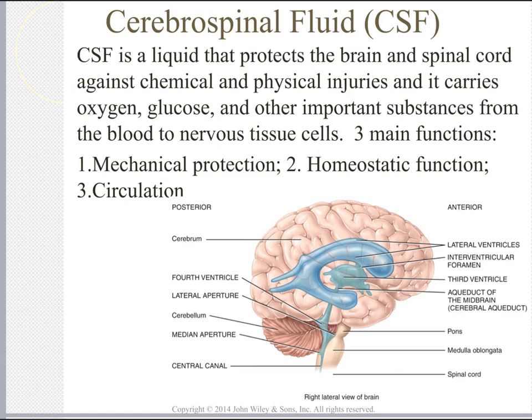So again, we're protecting against physical injury. It's the fluid flowing around and in the brain, around the spinal cord and in the spinal cord that's going to act as that cushion. Homeostatic function, maintaining stability. Now that stability is going to be circulation, giving nutrients, oxygen, glucose, and other important substances. And then lastly, again, circulation, circulating roughly 150 mL of CSF at any given time, that will recirculate and then replenish about 3 to 3.5 times a day.